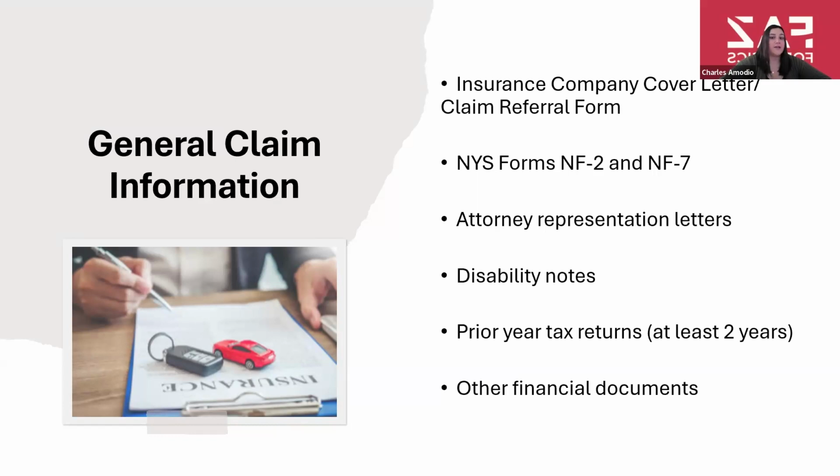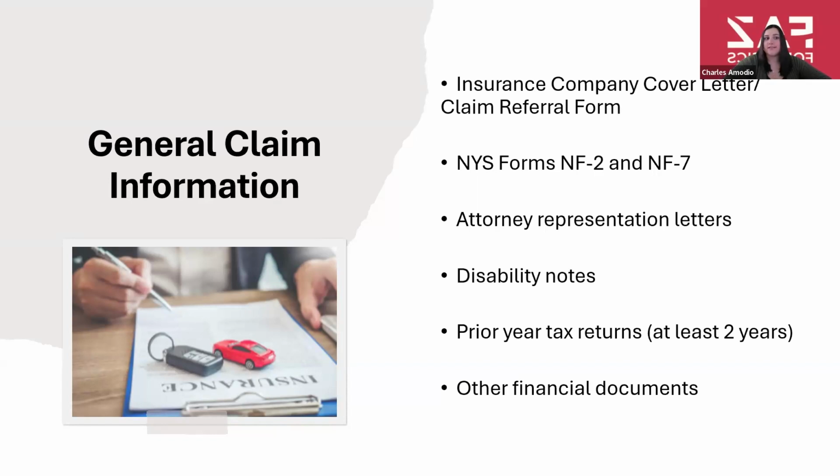The NF7 includes more information in regards to the insured or the claimant's actual job, including their job duties, the nature of the business, time lost from work, substitute service information if applicable, and sometimes we'll see the insured or the claimant's estimated loss, what they believe that they are entitled to from the insurance company.